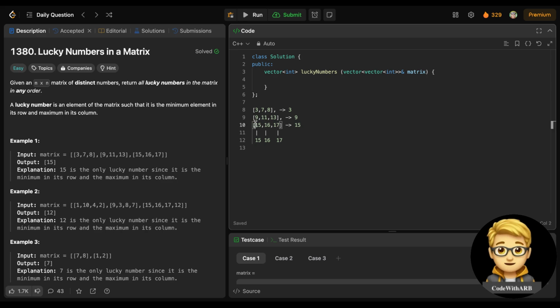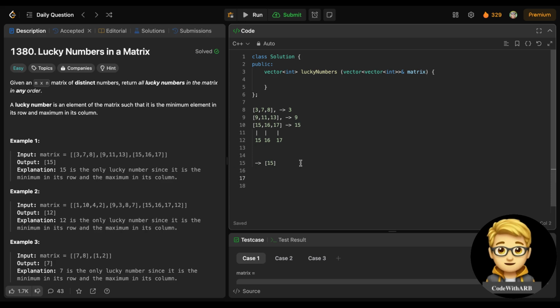But if you see, this 15 is the minimum in its particular row, and in its particular column it is the maximum, right? So we will return 15 as the answer. So basically, this is an easy question.